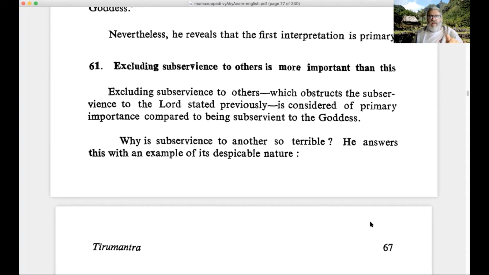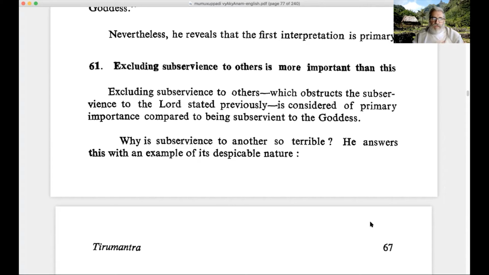The reason why we consider that to be the primary meaning of the letter U is because excluding the subservience to others is more important than your subservience to Mahalakshmi, or the understanding that Ukara is Mahalakshmi. Because what is the most important thing for Sharanagati? That is exclusive devotion and exclusive subservience to the Supreme Lord. Understanding that he alone is our controller, is our master, and we are meant to exclusively worship him.